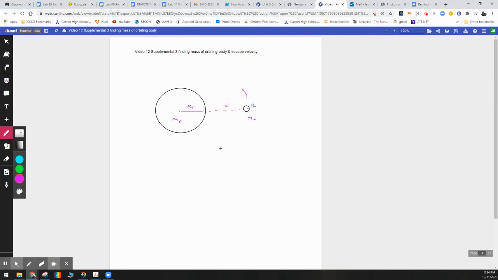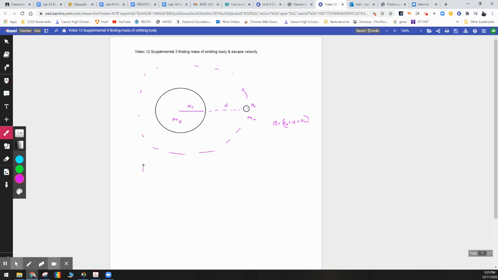Off to the side here, I'm going to say that big R is going to be the radius of the Earth plus the distance in between plus the radius of the Moon. That will just help us out here. So what's keeping this in circular motion around the Earth? It is the force of gravity.